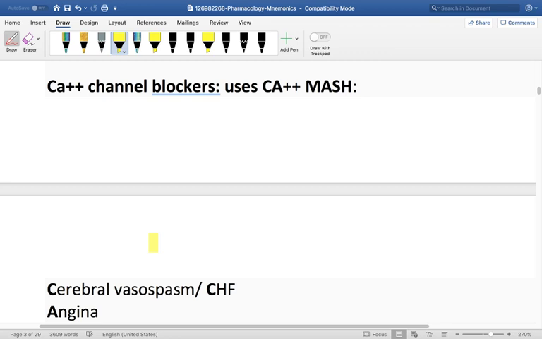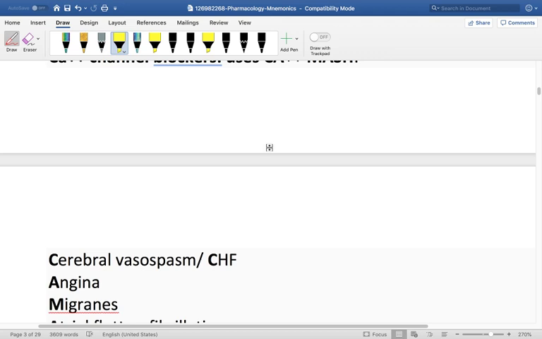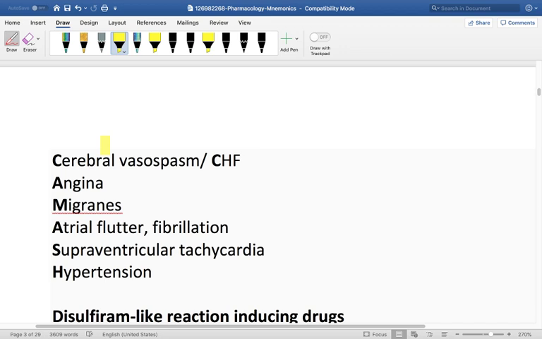Now comes a very interesting question. Calcium channel blockers, you need to remember CA++ MASH. In subarachnoid hemorrhage to prevent cerebral vasospasm, we use nimodipine. Congestive heart failure, you have to be careful to give calcium channel blockers, they can worsen it. Vasospastic angina, we give verapamil.